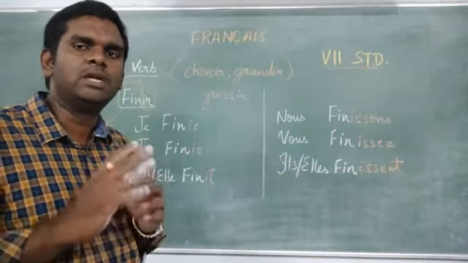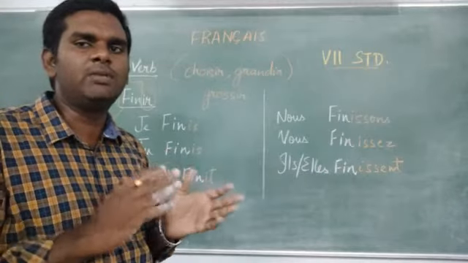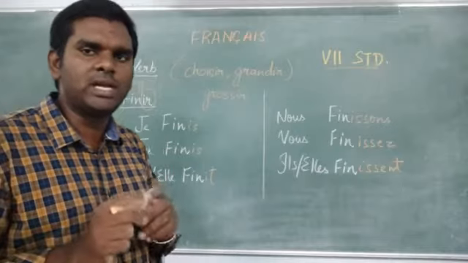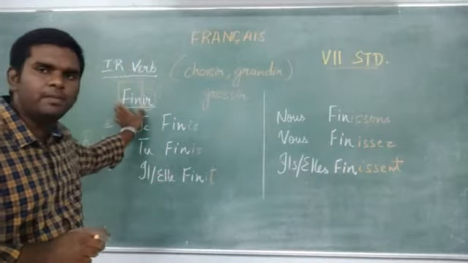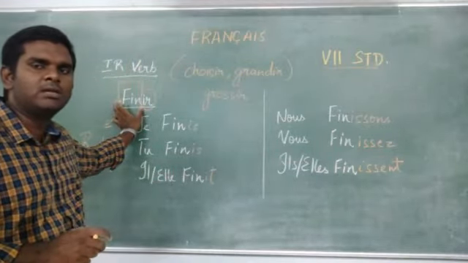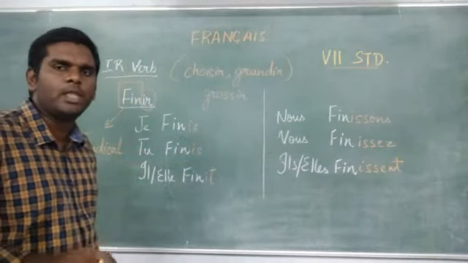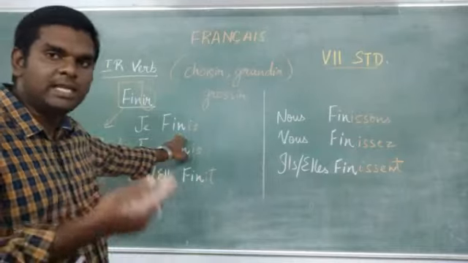Regular means the radical will not change. If it is irregular, the radical will change. What is the radical? The front part is called the radical. The ending part will change. Okay, now let's read the verb.